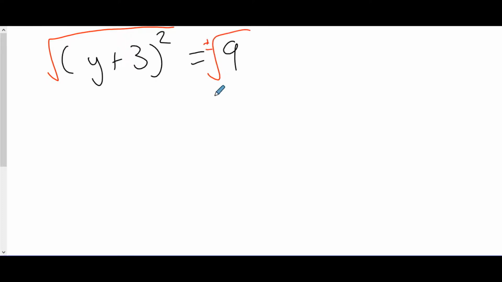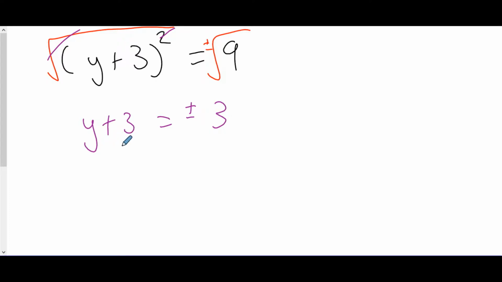Still put the plus or minus. So this square root will cancel with the squared, and I'm left with y plus 3 equals, and then over here I have another perfect square, so it's just plus or minus 3. And now this is where it's going to be a little bit different, because now I still have to solve for y. I'm not done.